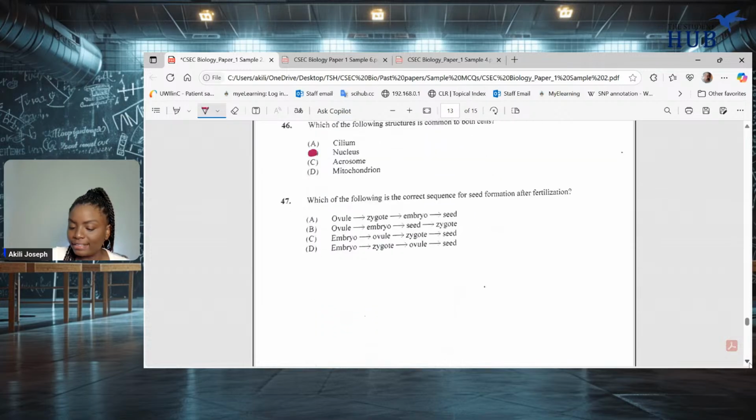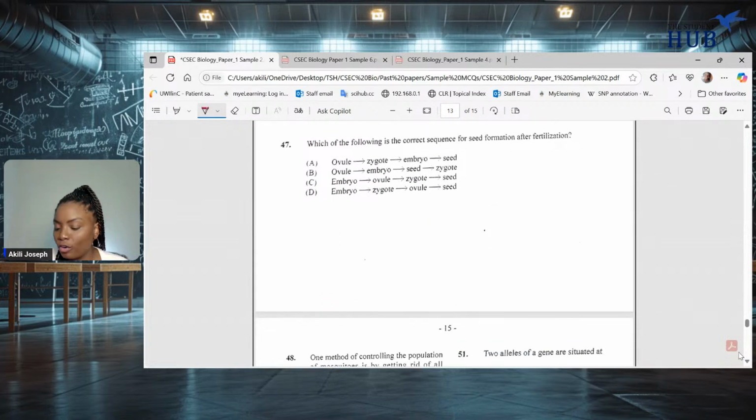Which of the following is the correct sequence for seed formation after fertilization? Is it ovule, zygote, embryo, seed; ovule, embryo, seed, zygote; embryo, ovule, zygote, seed; or embryo, zygote, ovule, seed? It's going to be A. You have your ovule first, then fertilization forming a zygote, then development of your embryo, and eventually the seed.